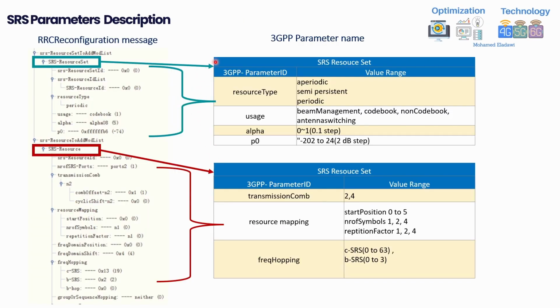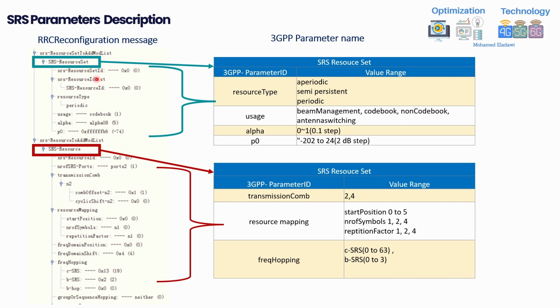Okay, moving forward now. This is to discuss the SRS main parameters. The figure on the left, I'm just showing the layer 3 message for the SRS configuration, which lists all the main parameters for SRS. We'll discuss all of them in detail in the next slide as well. So in the first part of the RRC message, we have something called SRS resource set. This is SRS resource set.